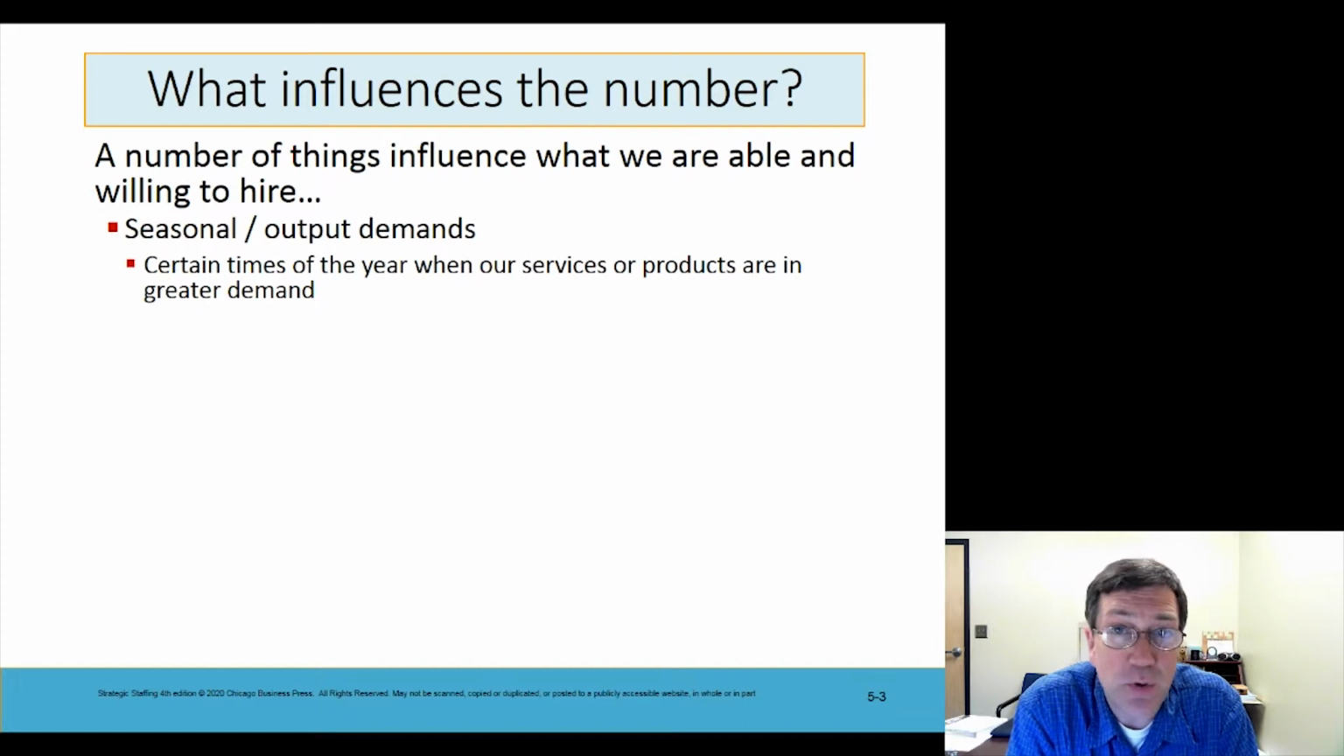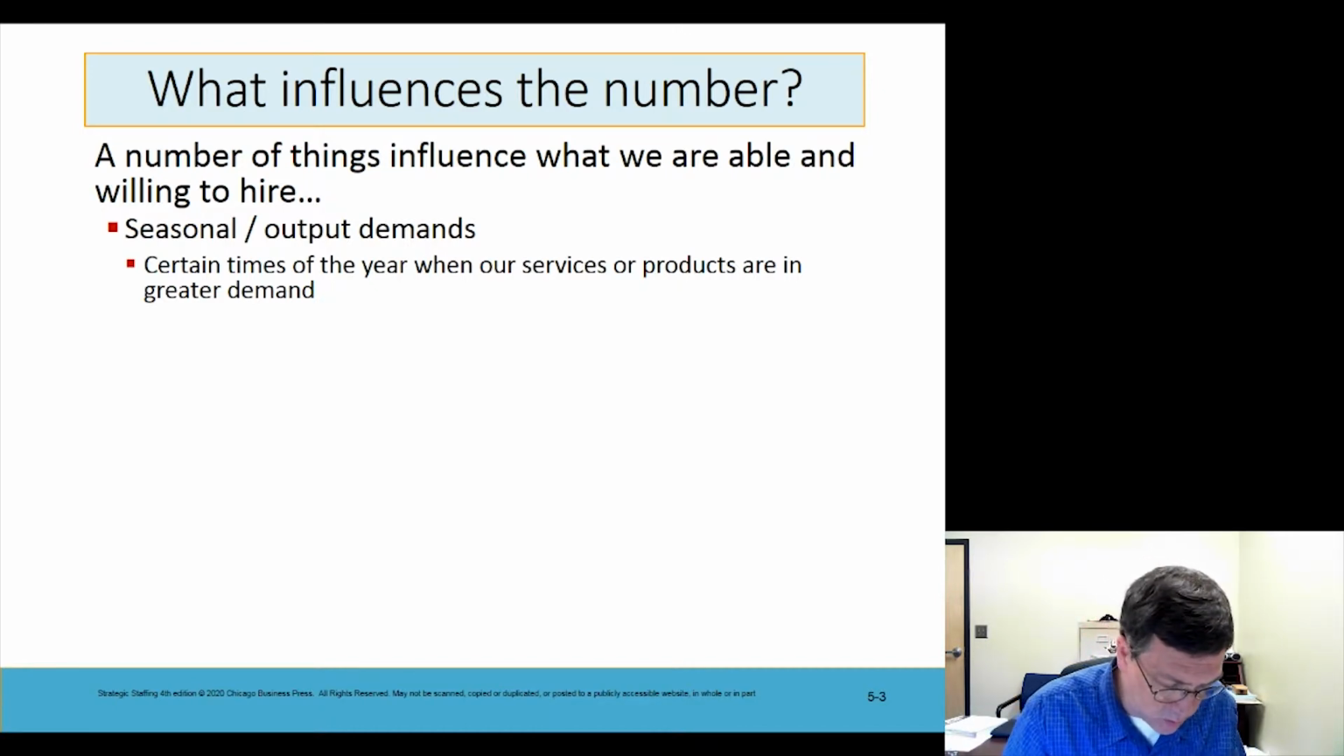So during the summer, Six Flags will hire bunches and bunches of people. And then at some period of time after the summer is over, they let most of them go, and they may hire a few people here and there, but for the most part, that's the end of it. So seasonal or output demands have a big influence on how many people we hire and how many people we're able to hire, because there are more people available or fewer people available.